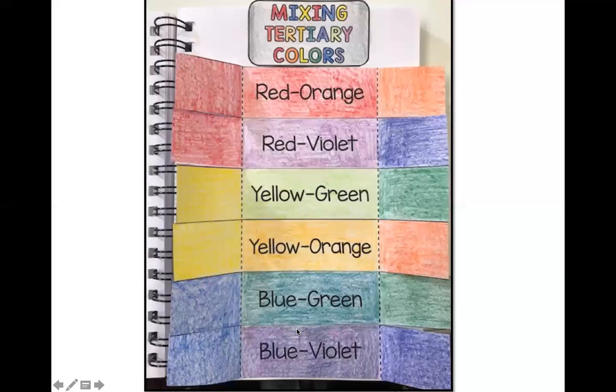So this is going to be almost exactly like page 5. On the center column, you are going to color the intermediate or tertiary color. Then on the side boxes, you are going to color the 2 colors that are needed to create that color. So here's our first example. You're going to color red orange, then on one side you're going to color orange, and on the other side you're going to color red. That is page 6.